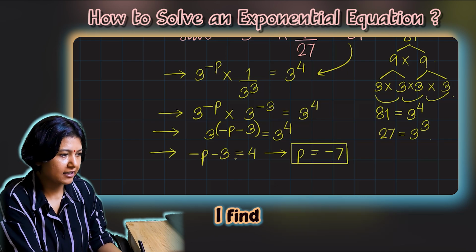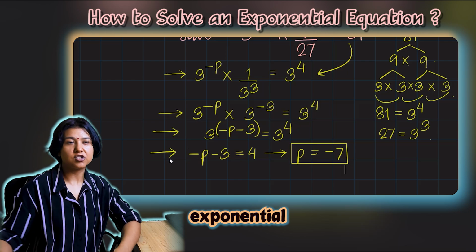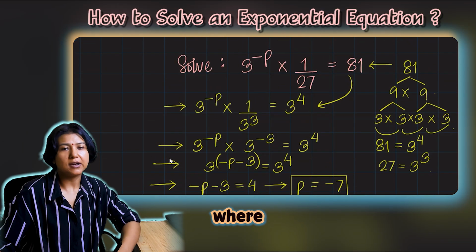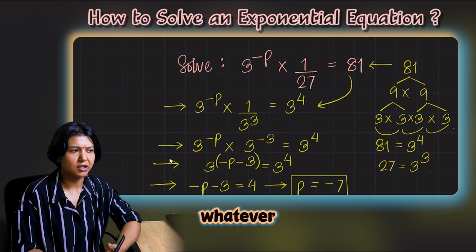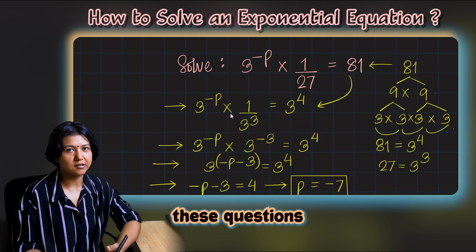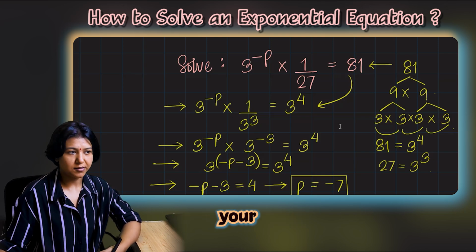So this is how I find any missing power in an exponential equation or anywhere where both kinds of things are involved, like negative powers or flipping the powers, whatever it is. Everything is involved in this question. These questions are very helpful for your exam prep.